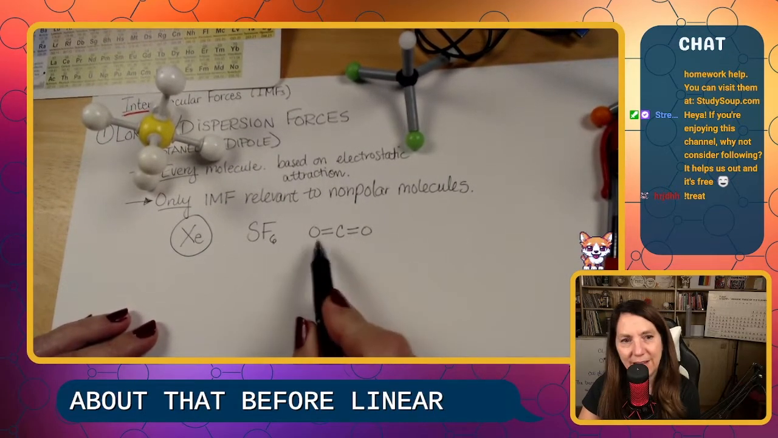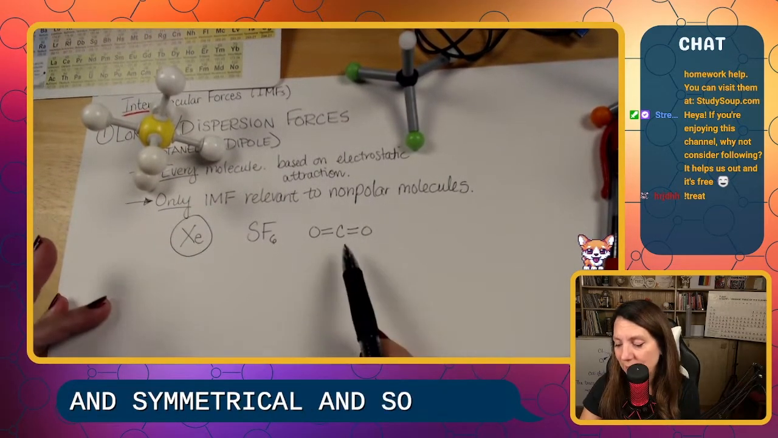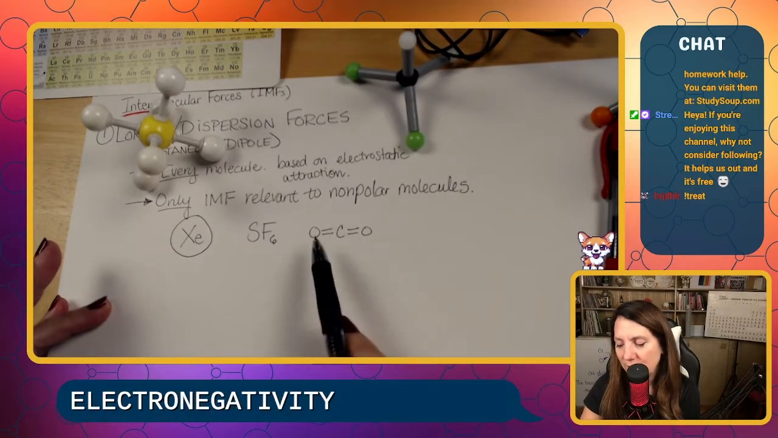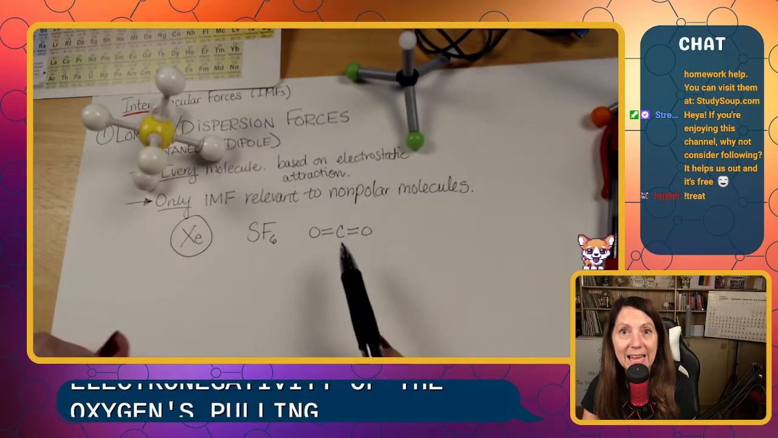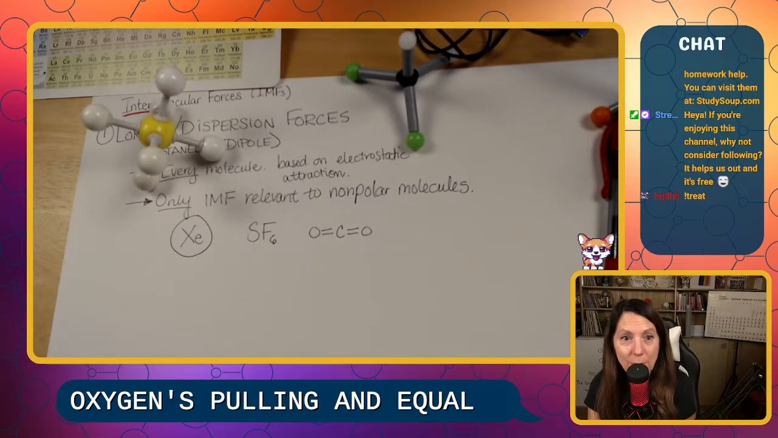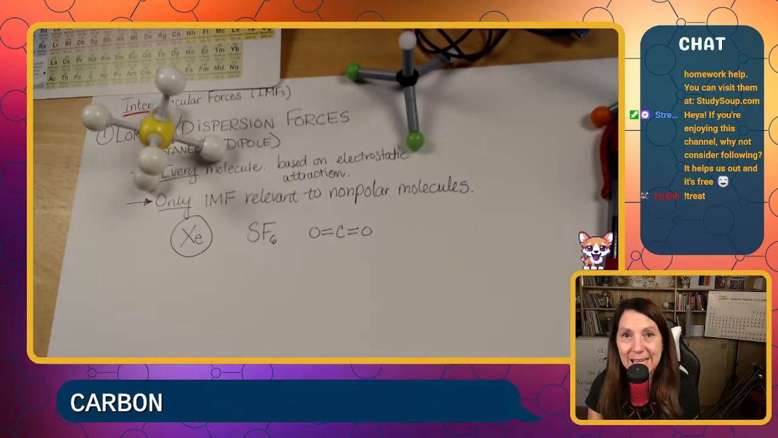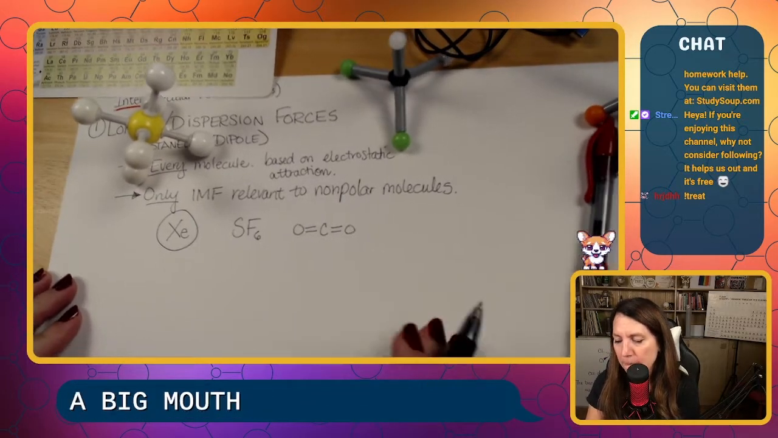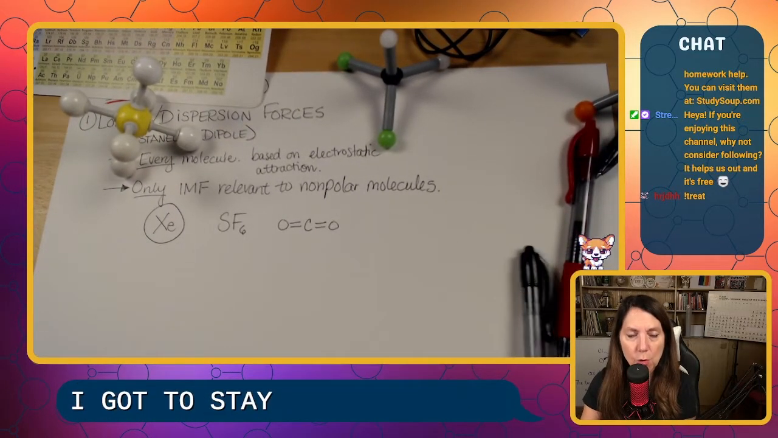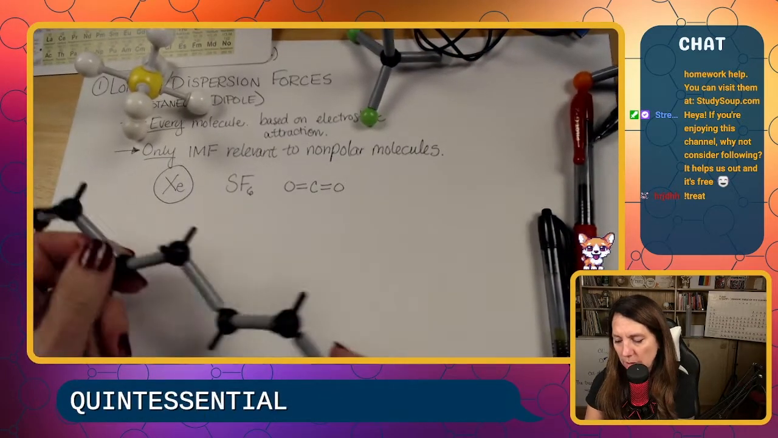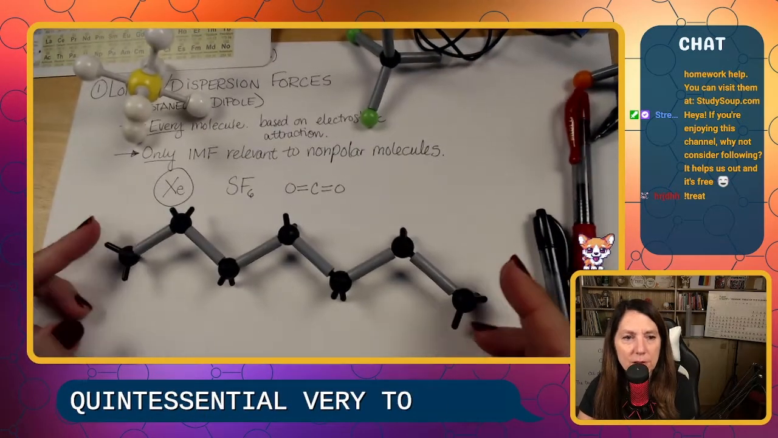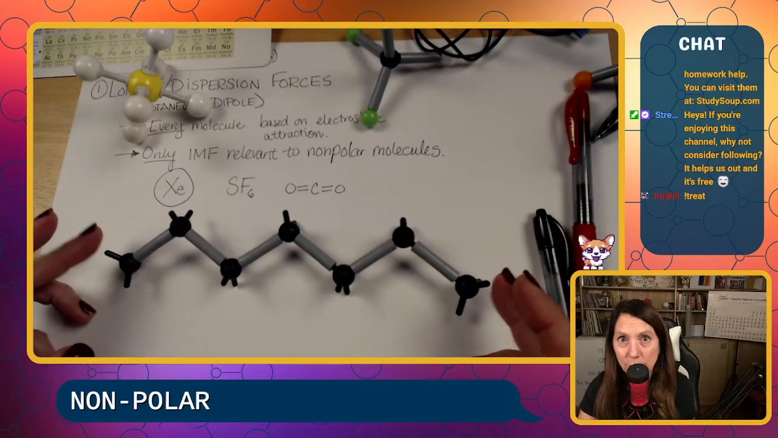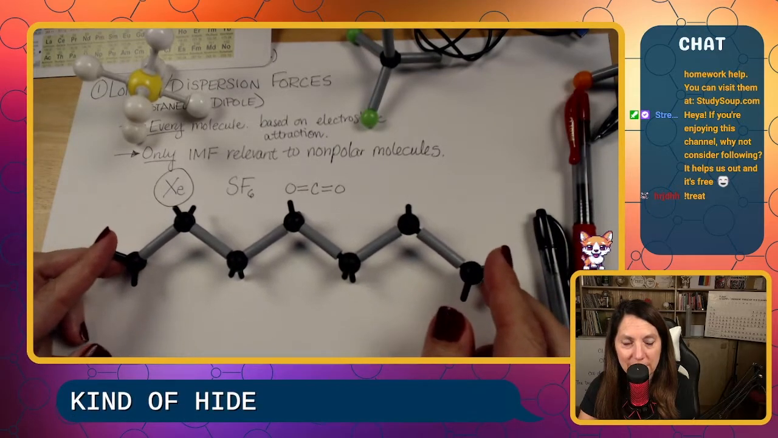Linear and symmetrical. And so the electronegativity of the oxygens pulling in equal strength away from the carbon, equal in opposite directions. That ends up with it being nonpolar. But I gotta say, a quintessential, very typical nonpolar molecule are any kind of hydrocarbons.